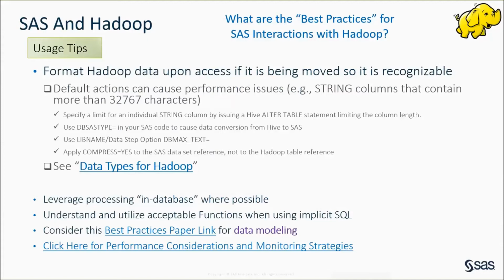The DBMAX_TEXT= allows you to make a blanket statement in your LIBNAME statement. Using the DBMAX_TEXT will affect all columns in that particular read step of the data, and the result then would be an improvement in your performance when reading that data from Hadoop using a SAS technique. So even if it's a PROC PRINT or a PROC TABULATE frequency and so forth.